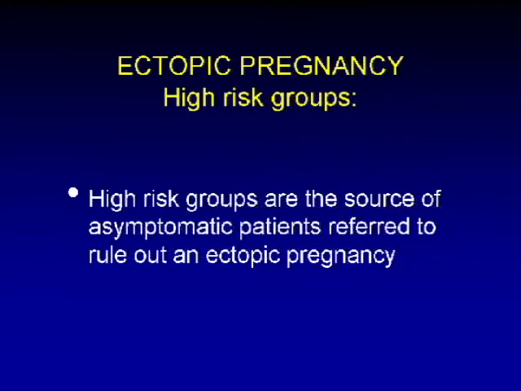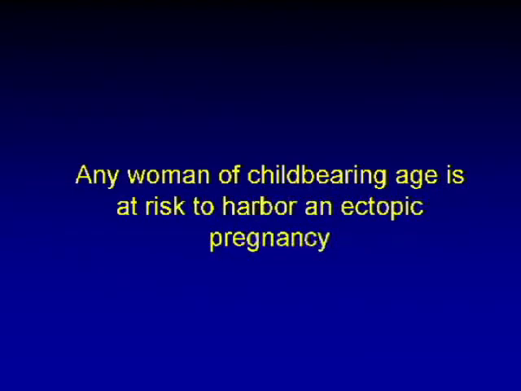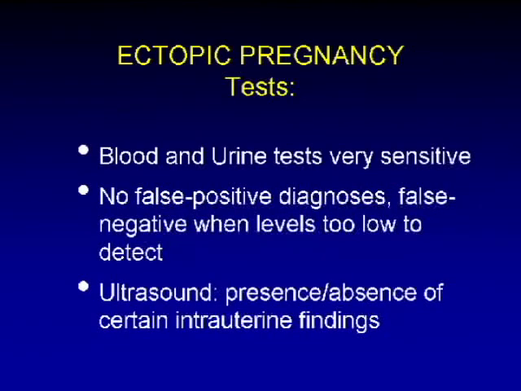So the high-risk groups are the source of asymptomatic patients who are referred to us to rule out an ectopic pregnancy. But essentially, any woman of childbearing age is at risk to harbor an ectopic pregnancy. So the tests we have available are blood and urine tests, which are very sensitive. There's no false positive diagnosis, but it can be false negative when the levels are too low to detect. Ultrasound is very helpful, and we're going to review the presence and absence of certain intrauterine findings that we would be looking for.